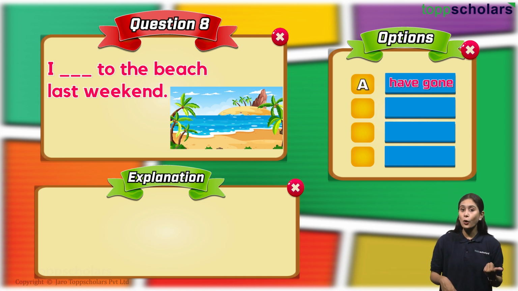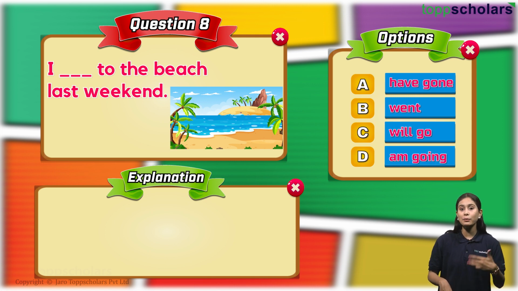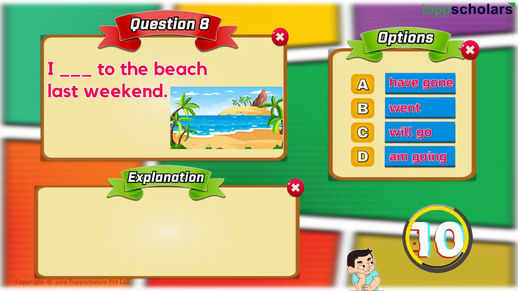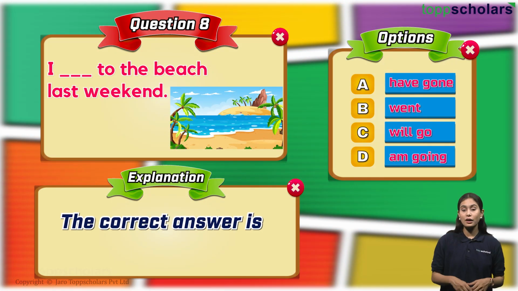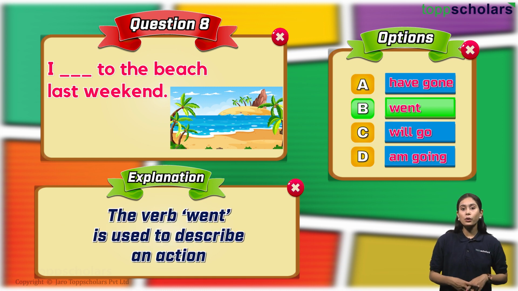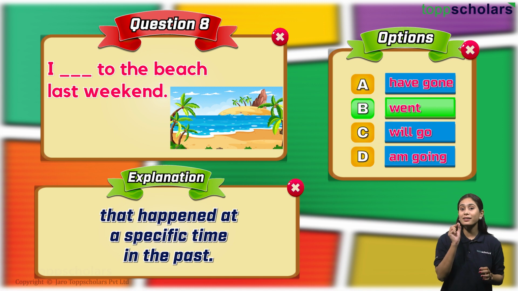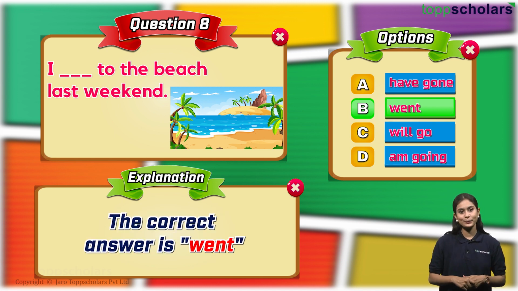Option A, have gone, B, went, C, will go, or D, am going. Correct answer is went. The verb went is used to describe an action that happened at a specific time in the past. So the correct answer is went.